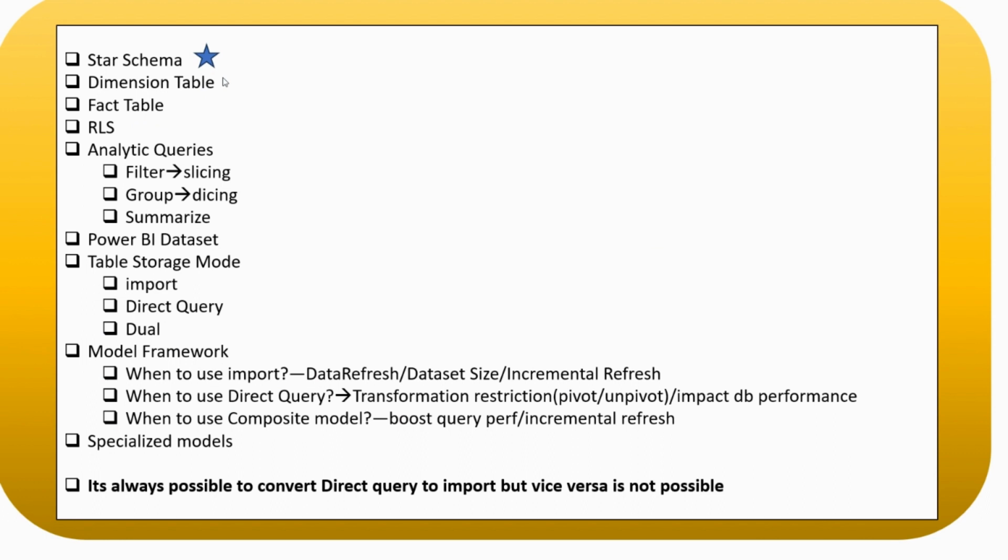There are different kinds of schema available, like snowflake schema, but Power BI mostly takes up the star schema. If you take up the star schema, we will arrive at good data. That's a suggestion. I hope we understood what a fact table is, what a dimension is, and what a star schema is.